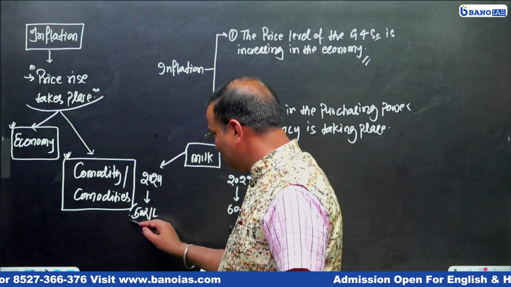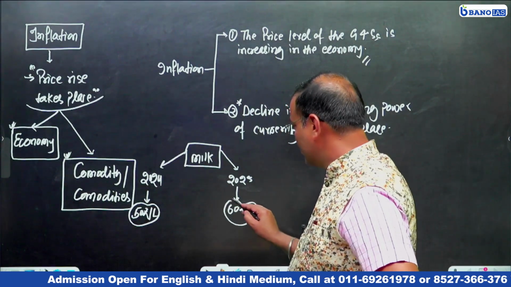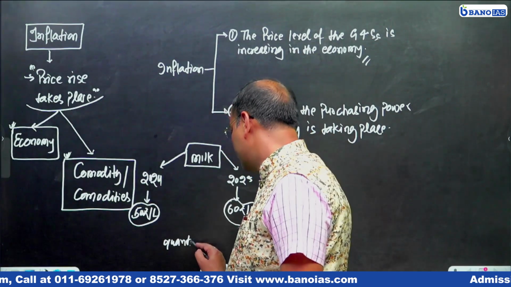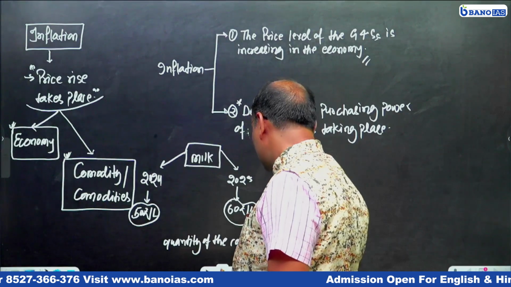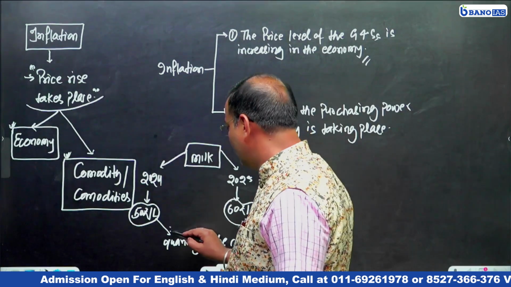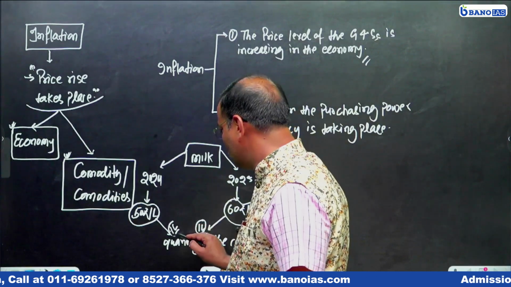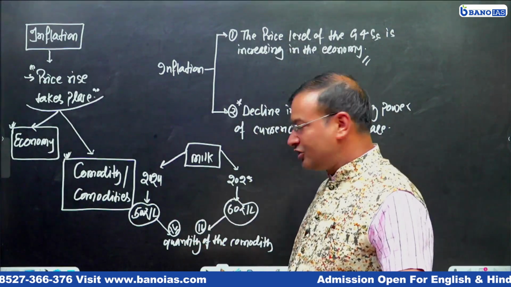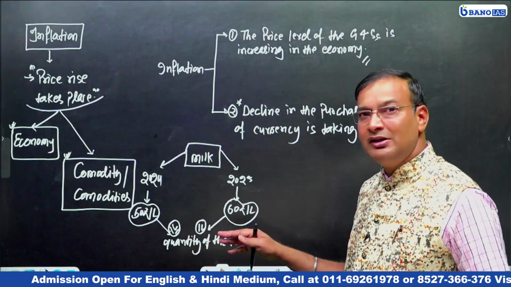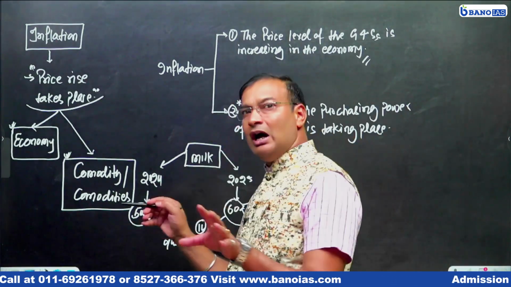One is the quantity of the commodity, and the second is the price of the commodity. When I ask about the quantity, you will say there is no rise, because here also 1 liter and here also 1 liter. There is no change in the commodity. Earlier you were fetching 1 liter of milk after paying 50 rupees. Now you get 1 liter of milk after paying 10 rupees extra.